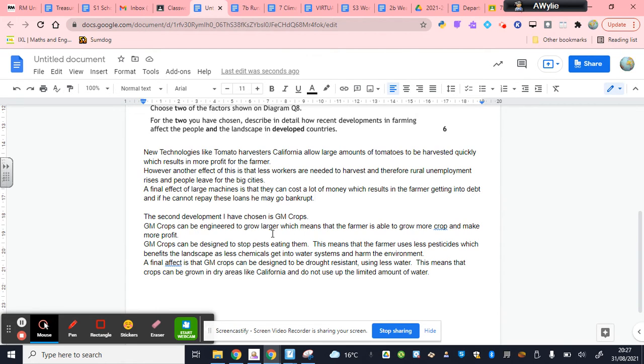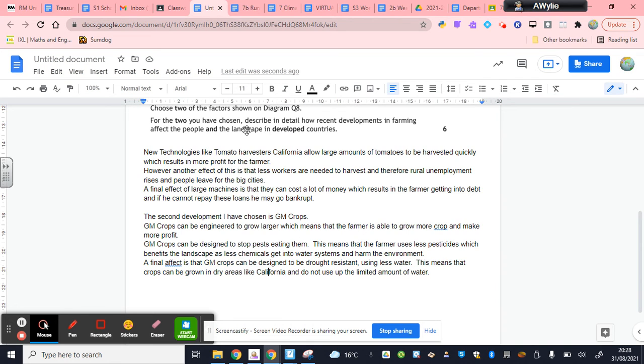GM crops grow larger, therefore there's more crop and they make more profit. They can be designed to stop pests eating them, so less pesticides get used, which is good for the environment. And finally, they can be drought resistant, which means less water is used, which saves on the precious water in California. Now, what's great about this answer? Well, I've mentioned California twice in this answer, both here and here. So I'm clearly talking about a developed world country.